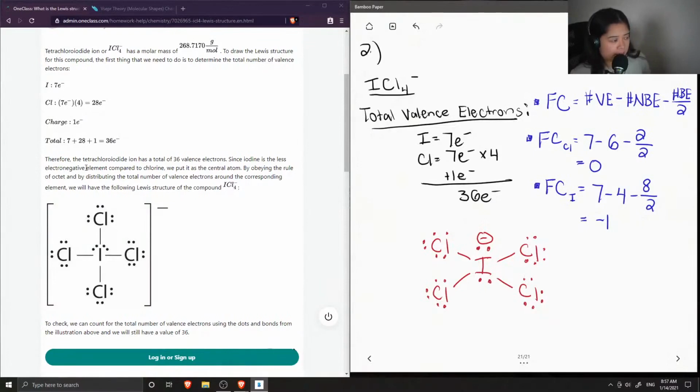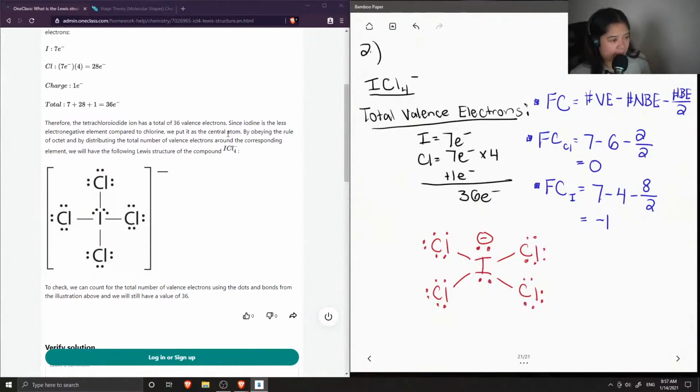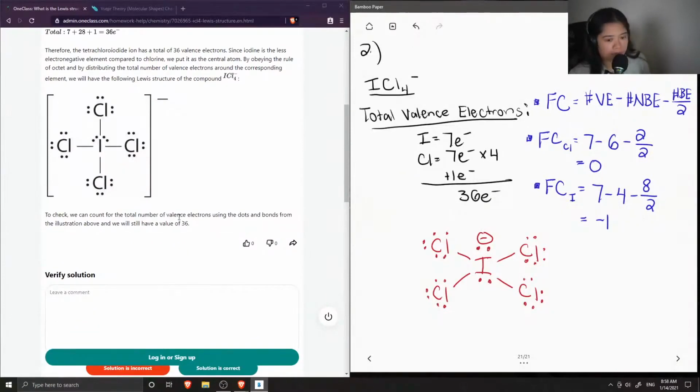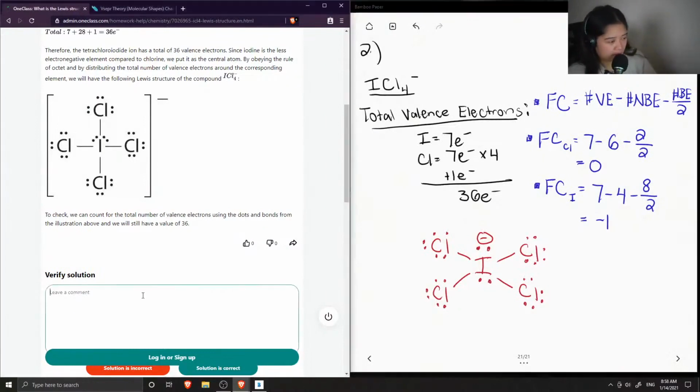Since iodine is the less electronegative element compared to chlorine, we put it as the central atom. By obeying the rule of the octet and by distributing the total number of valence electrons around the corresponding element, we will have the following Lewis structure of the compound tetrachloroiodide. Okay, so they got the same thing. And to check, we can count the total number of valence electrons using the dots and bonds from the illustration above, and we will still have a value of 36. Okay, so this solution is correct.